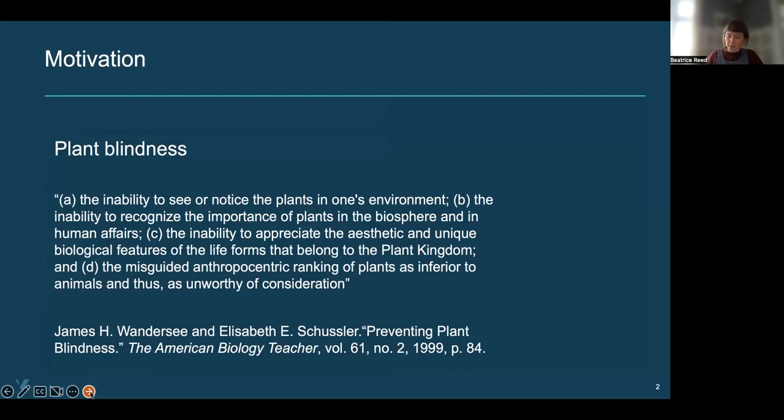Despite being indispensable to all other life on Earth, there is a tendency in Western society to overlook plants, usually viewing them as a passive backdrop of animal actions and behavior. As the capacity of plants to sense, communicate, and learn has been recognized through recent biological research, this phenomenon, labeled plant blindness by botanists James Wandersee and Elizabeth Schussler, has gained increasing attention, even in the environmental humanities.